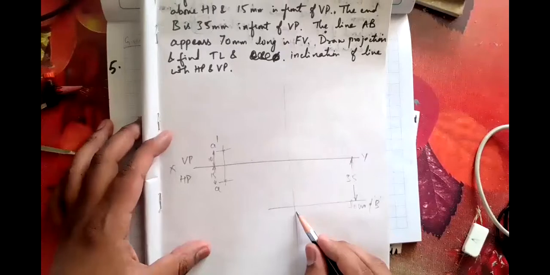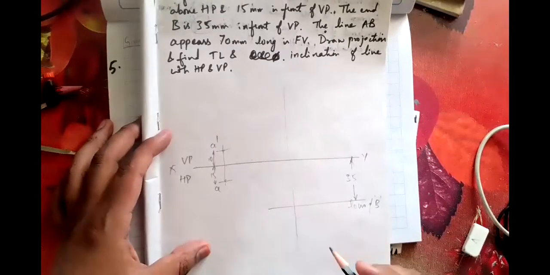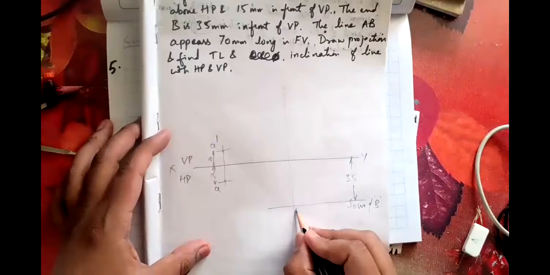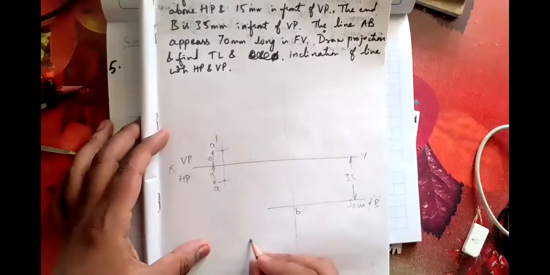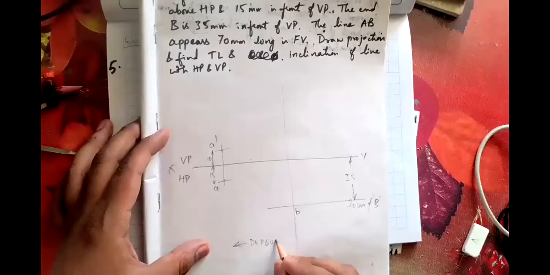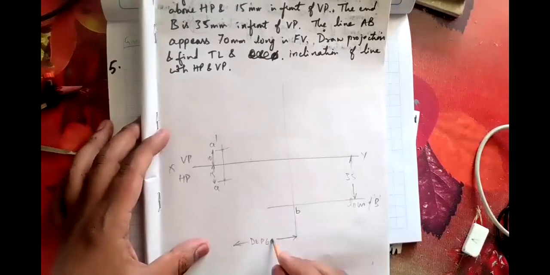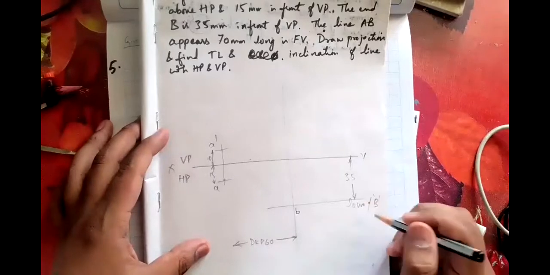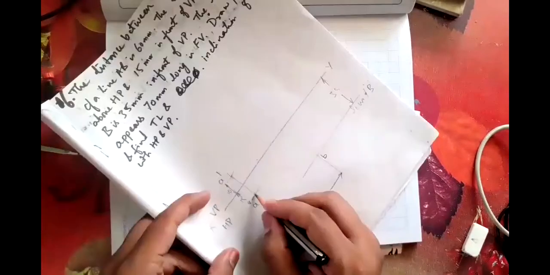B. It's a B2 dash. Huh? It's B1 B dash, sir. Sir, directly it is B. Distance between end projectors is directly given as 60 mm. So the locus of B is given as 35 mm in front of VP. So directly I have got AB. I'm making it dark. AB. Top view, I got directly the top view.